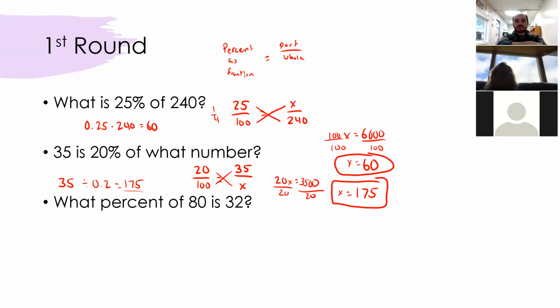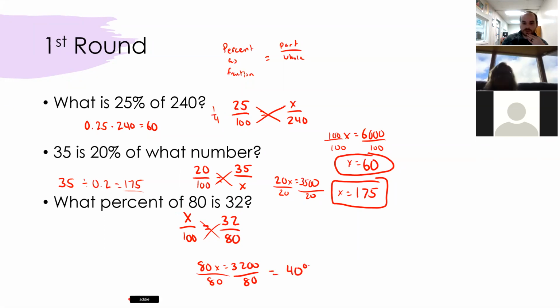Okay, so again, we're going to set up our ratios. This time, we don't know what our percent is. So our x is going to be on top of the percent fraction. So we're going to have x over 100 equals, and then our part is 32, and our whole is 80. Then we can cross multiply. We get 80x equals 3,200. Divide both sides by 80. And voila, you'll get 40%.